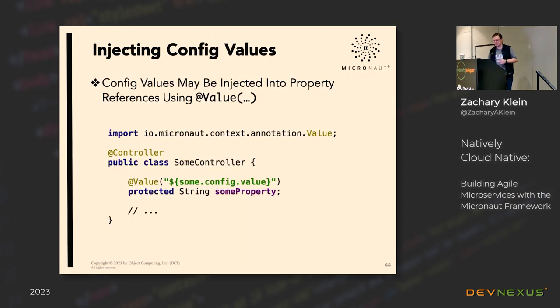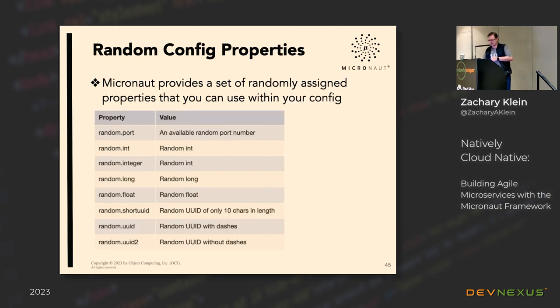To use the configuration, you can inject properties through the @Value annotation. It's probably the most straightforward way to do it. You just give it this expression that gives you the key path, or you give it the key path of that config property. And there's an example here of us doing that within a controller. There's also a set of configuration properties that Micronaut creates for you that are essentially random values. So you can get a random available port. You can get a random integer or long value. You can get a random UUID.